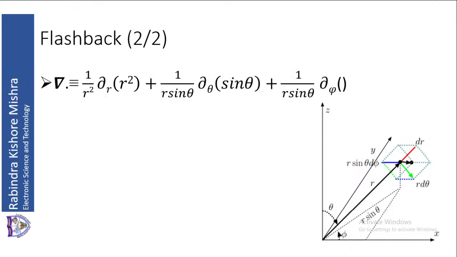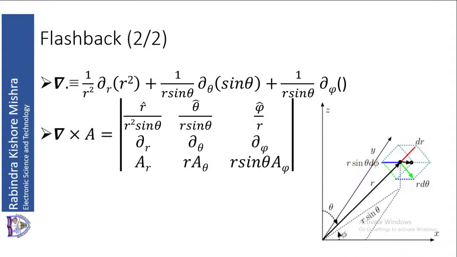Okay, so using this, we can write del dot as the operator. Del dot will be equivalent to 1 upon r square ∂/∂r operating on r square, plus 1 upon r sin theta ∂/∂theta operating on sin theta, plus 1 upon r sin theta ∂/∂phi. So these are the operators.